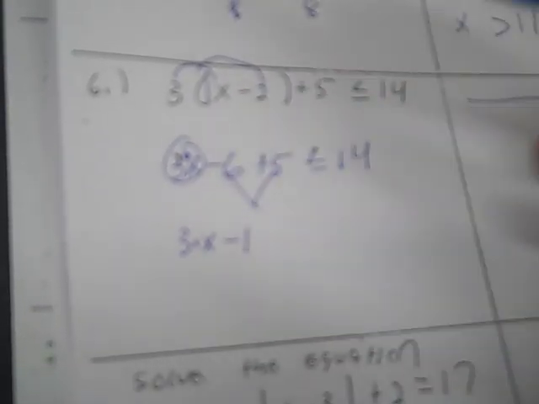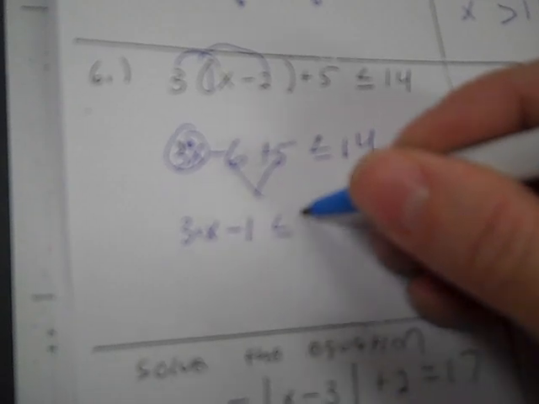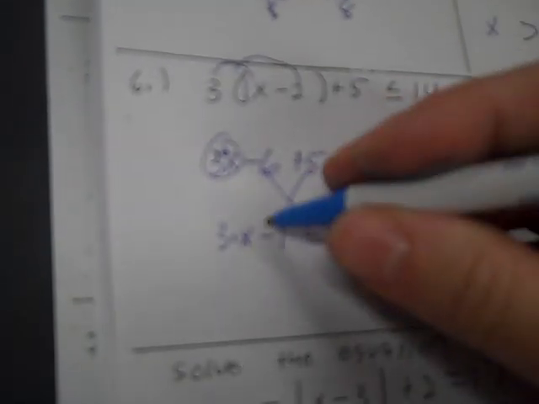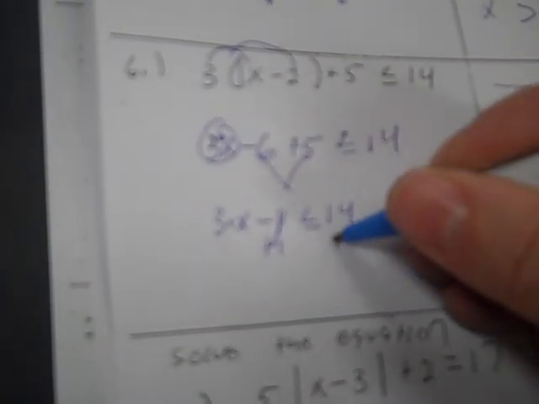Now, we need to combine these right here, okay? That's going to be negative 1. So it's going to be 3 times x minus 1 less than or equal to 14. Okay, then I can add the 1. That's 15.